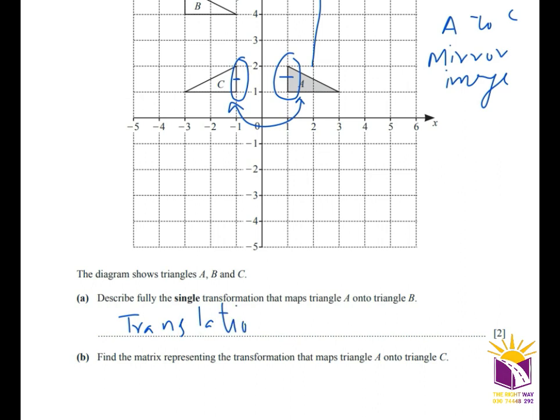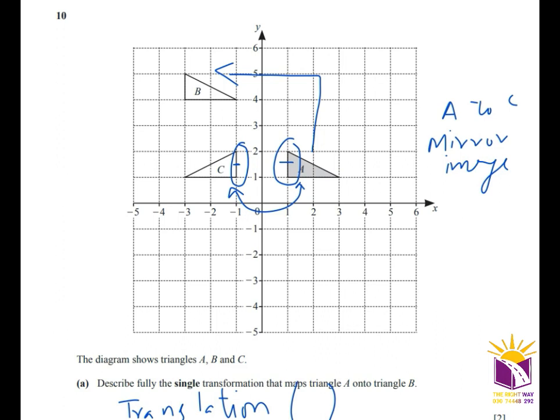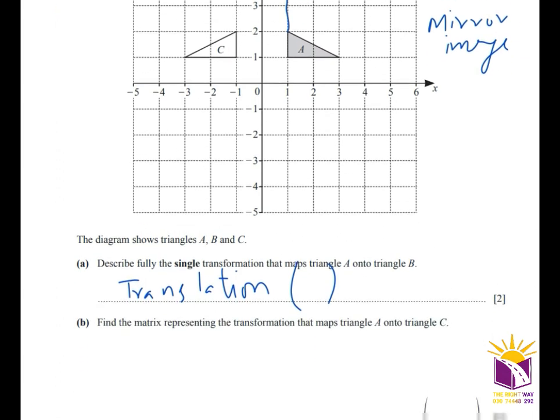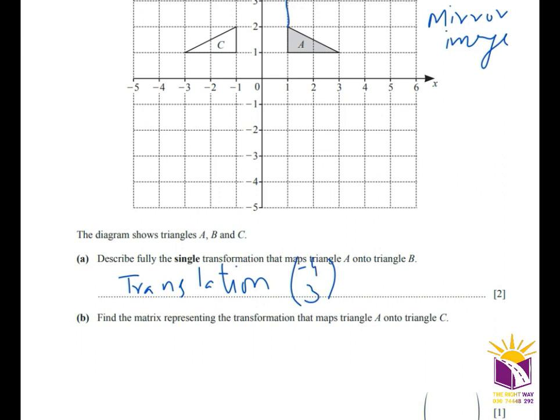Now with translation, we have to write the matrix according to which A moves to B. First of all, I am going to check in the direction of X. It moves 1, 2, 3 on the y-axis and 1, 2, 3, 4 on the x-axis. So it is minus 4 on the x-axis and plus 3 on the y-axis. So translation, minus 4 and 3, will be our answer.